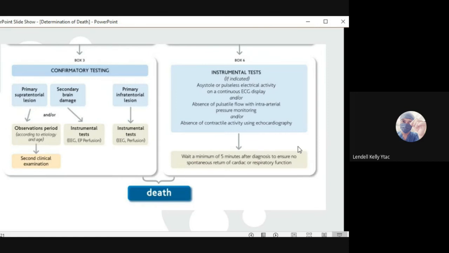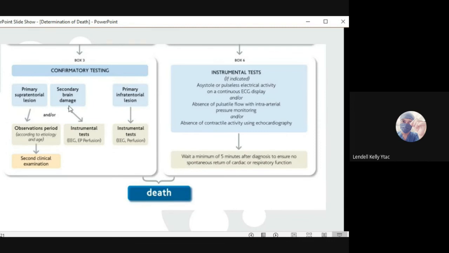Baka kasi babalik, no? Kasi, sometimes, yung effect ng resuscitation drugs natin, for example, epinephrine and norepinephrine, pwede siyang ma-delay. So pwede na mabalik, no? But pag hindi na, it will lead to death. Patay na talaga siya. So, then we look at this next box, the confirmatory testing for the neurologic arrest or brain death.